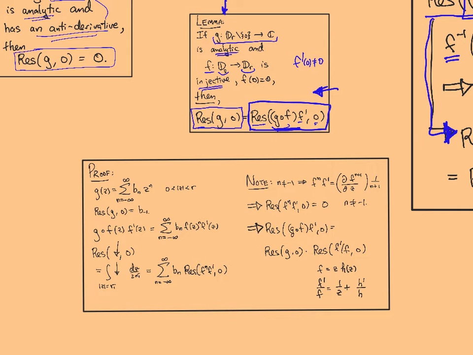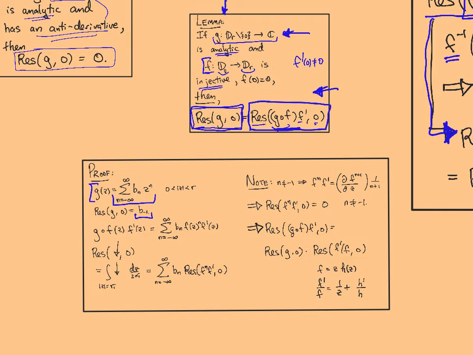Okay, so let's recap the lemma. I have G, analytic on a punctured disk, and then an injective function, and I want to see how the residue changes when I plug F into it, essentially. Okay, so G is analytic on the punctured disk, so it will have some Laurent series expansion. And again, its residue is just the b minus 1 coefficient.